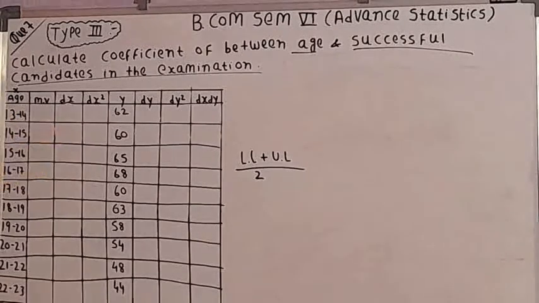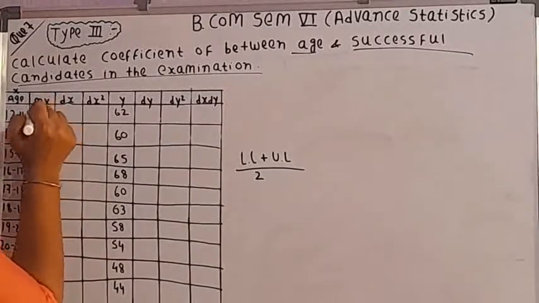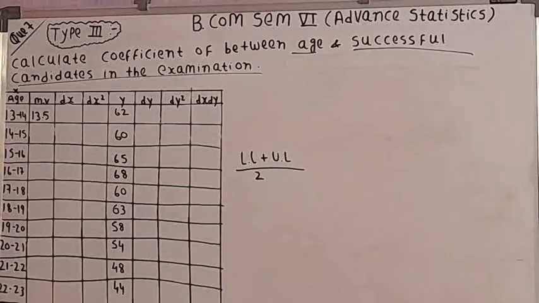13 plus 14 divided by 2. What's going to be the answer then? 13 plus 14 divided by 2 is going to be 13.5. So here we will write 13.5. In the same way, we have to calculate the mean value for all the items.